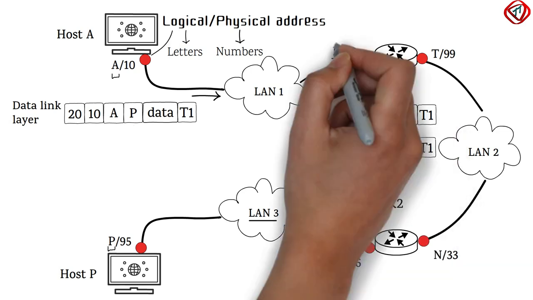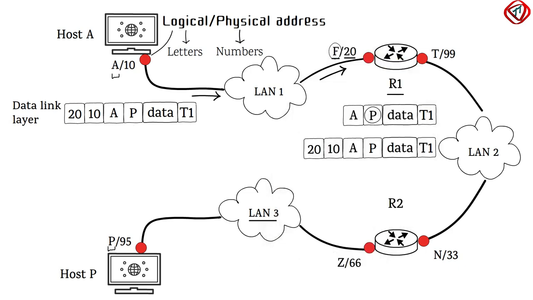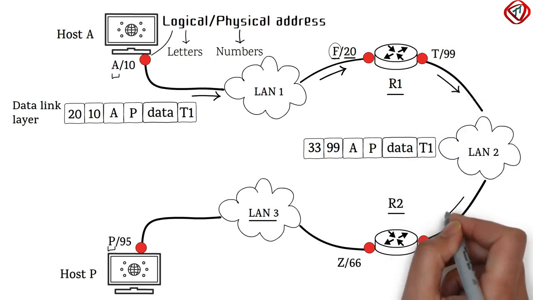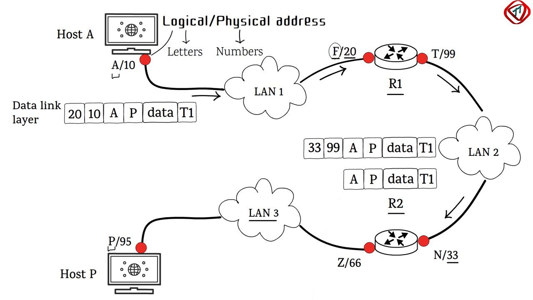Router 1 decapsulates the frame and reads the logical destination address P. Since it is different from its logical address, the router knows the packet needs to be forwarded. The router finds the logical address of the next hop, that is router 2, with its routing table. And Address Resolution Protocol provides the physical address of router 2. A frame with physical destination address 33 and physical source address 99 is created and transmitted in LAN 2. Router 2 accepts the frame, decapsulates it, and checks the logical destination address P, and then repeats the same scenario.